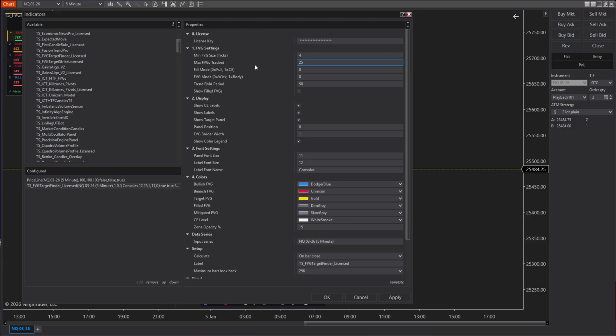Max FVGs tracked. The indicator tracks up to 25 simultaneous FVGs. That's the default and it works great for most setups. It automatically cleans up filled zones so your chart stays readable.